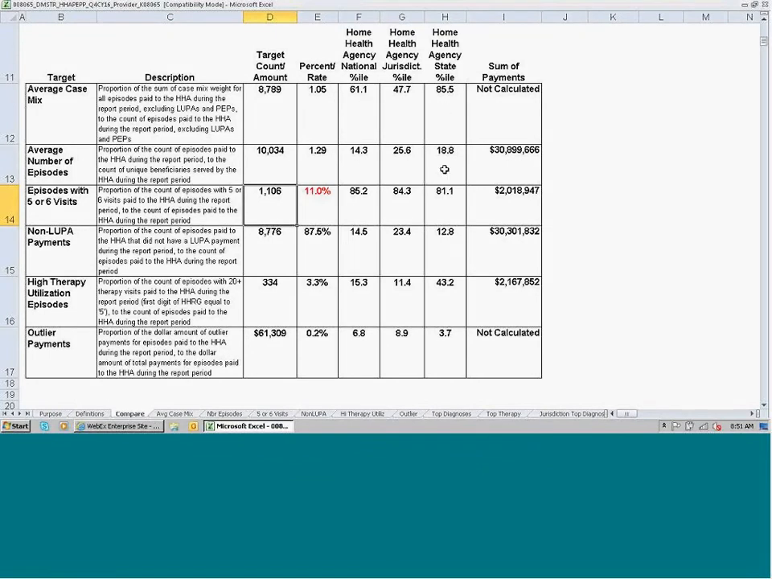I should also mention that it's possible for some target areas that the state percentiles may not be calculated. The cells here may be blank. That would occur if there are fewer than 11 agencies in the state comparison group that have reportable data for that particular target area. So if you see a blank cell here in the state column, the reason is that the state percentiles are not calculated when there are fewer than 11 agencies that have reportable data for that target area in that time period.